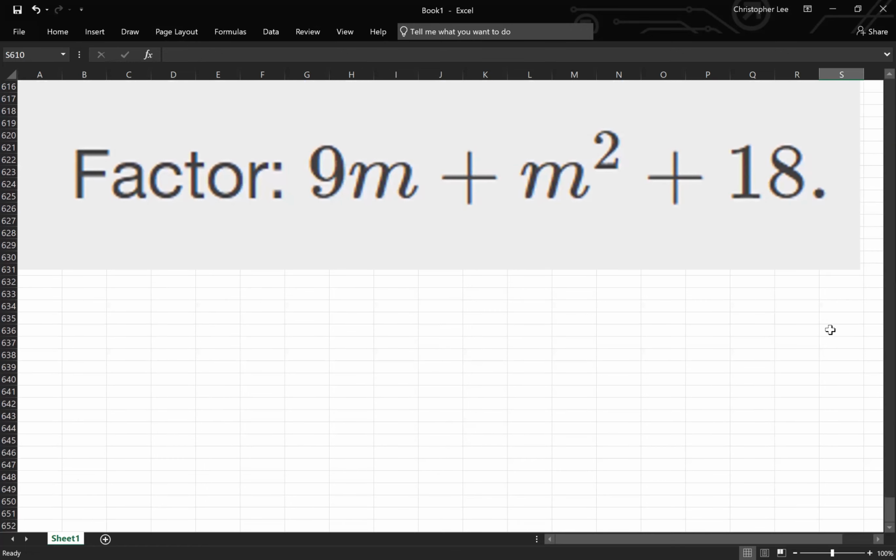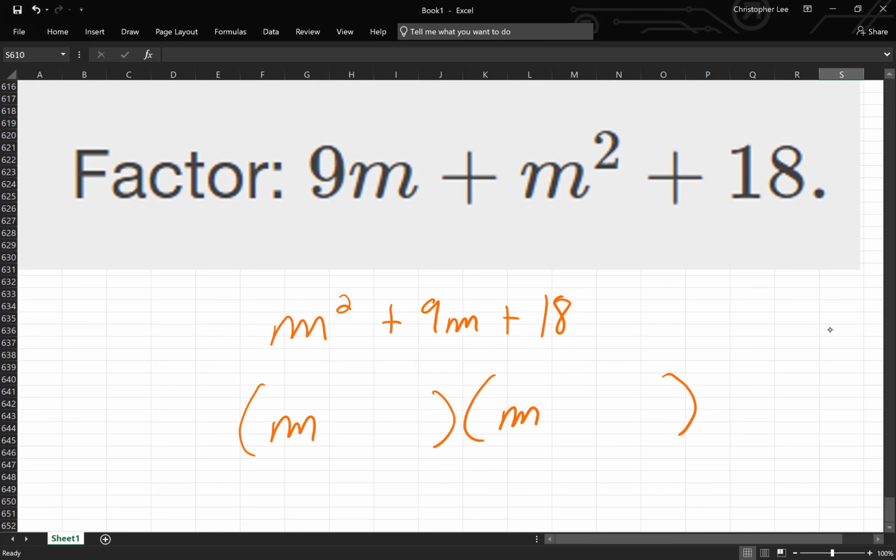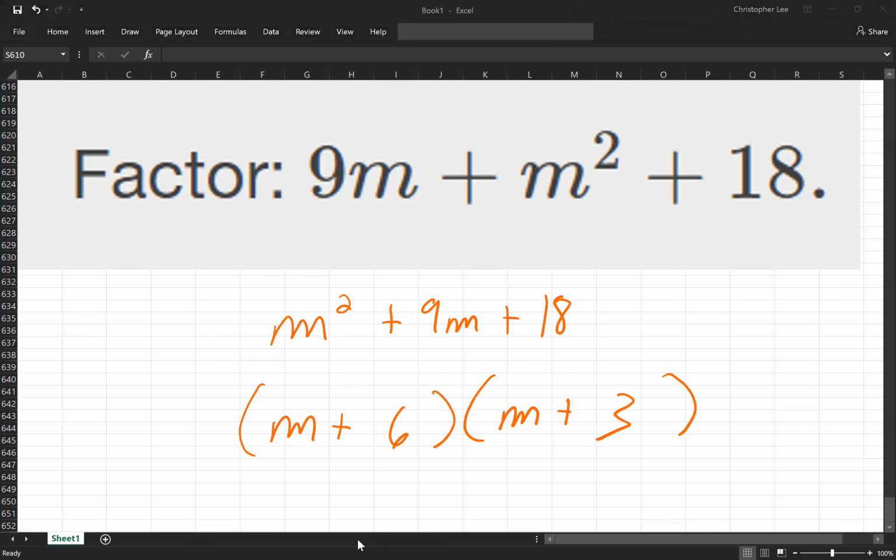So I'm gonna rewrite this real quick. This becomes m squared plus 9m plus 18, right? And then I agree, there's gonna be a factor here, m and m, right? So our 18, our C term, is positive. So we're gonna have both positive because our B term is positive. And then I heard 6 and 3, right? Not bad.